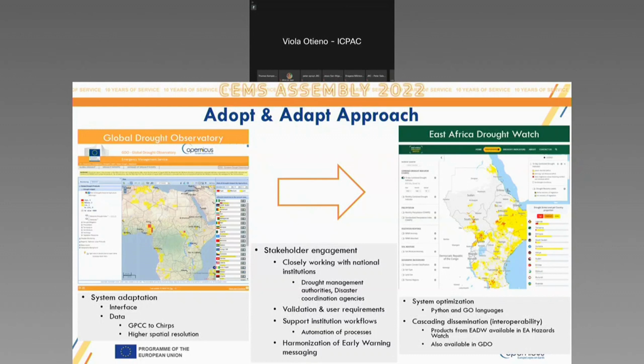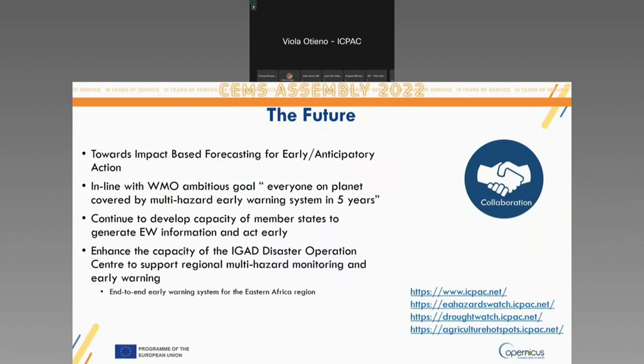East Africa Hazards Watch as well. So what is the future? I think for us, the future is a lot of collaboration. So we welcome a lot of collaboration, but we're also working towards impact-based forecasting for early warning and, for early action and anticipatory action as well.